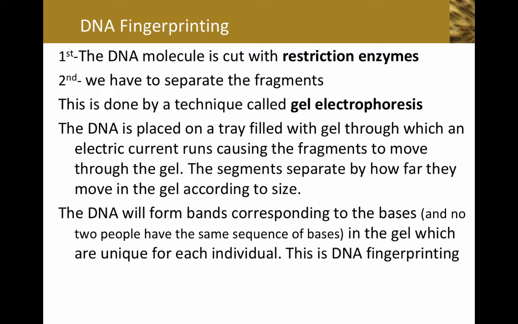So with DNA fingerprinting, what happens first is we cut it with restriction enzymes. And then we're going to separate the fragments, and we do that again by electrophoresis, that process that you did in class. We place it in a gel, we move it with an electrical current, and that's going to move the fragments through the gel and separate them according to their size. And the DNA will form bands, and those bands will correspond to bases.